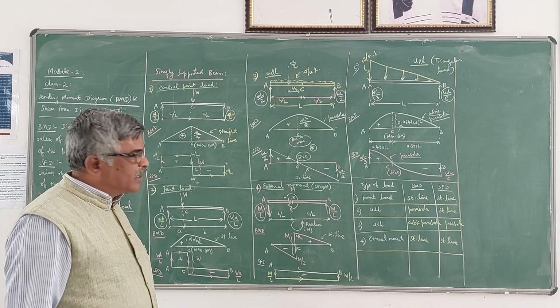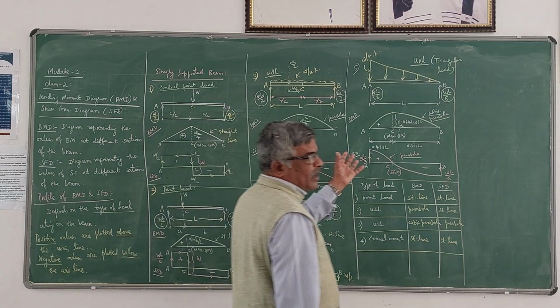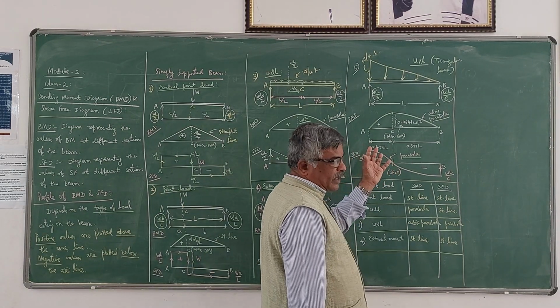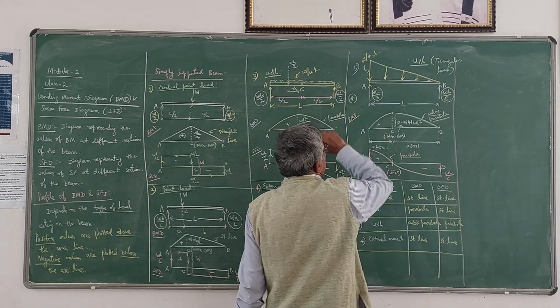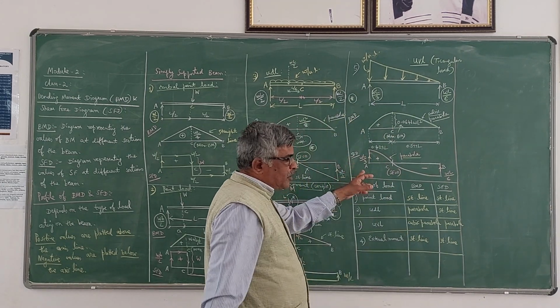0.0641 WL square. Actually this is a book one which I had explained in my Google class. This is a very important derivation. So you have to note down the values here. So that derivation you have to practice.